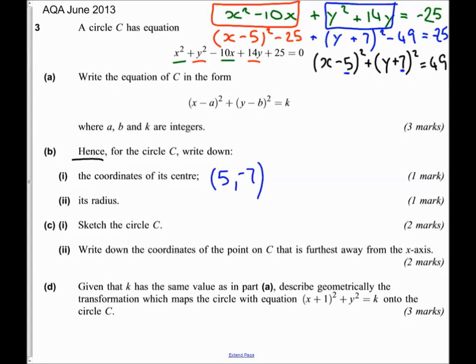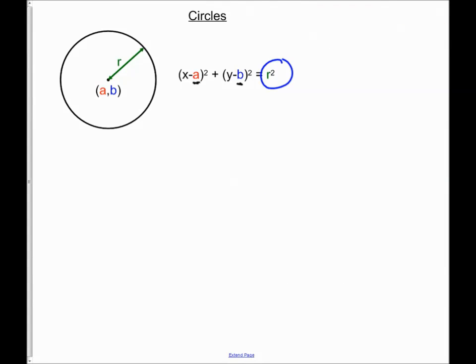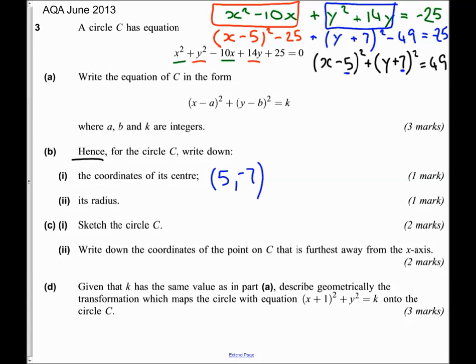Then part B (ii) asks us to find the radius, and the radius squared gives me the number on the end. So I can have a look at the number on the end, that's 49. So I can say that my radius must have been 7. It's 1 mark, so I don't need to show any working out. They're expecting us to just be able to do that.